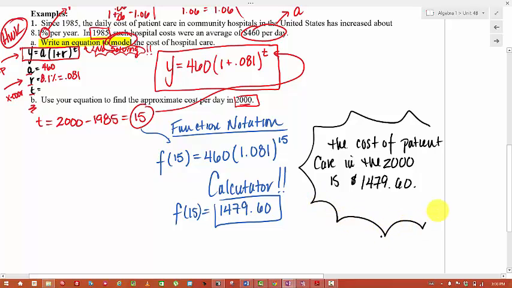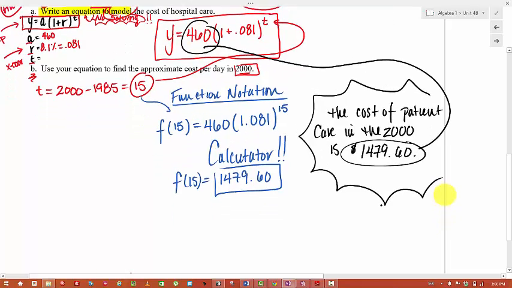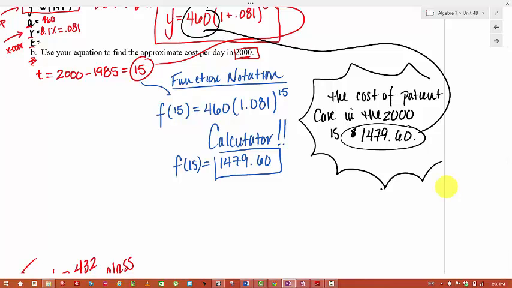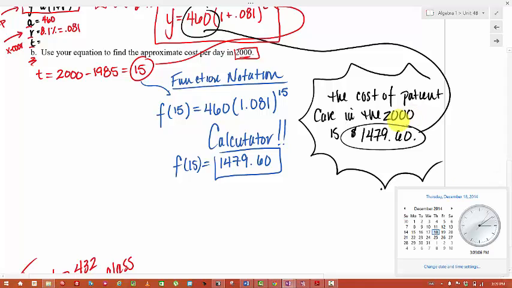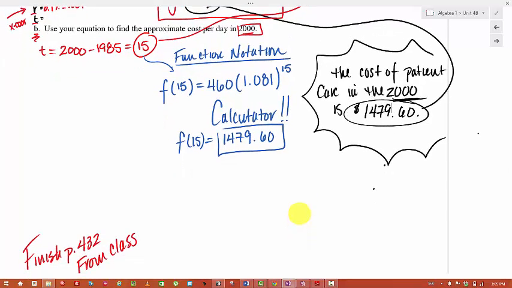We could say it's risen from 1985, which was $460 per day. But gosh, look at that amount. That's a pretty substantial difference in cost of healthcare. $460 to $1,479 per day. And if you guys have had any family members or close friends or anything that have been in the hospital that have talked to you about the amounts, you'll quickly realize that that's not far off, and that's in the year 2000. That's not even current. So you'll know that that's pretty accurate in terms of a model.